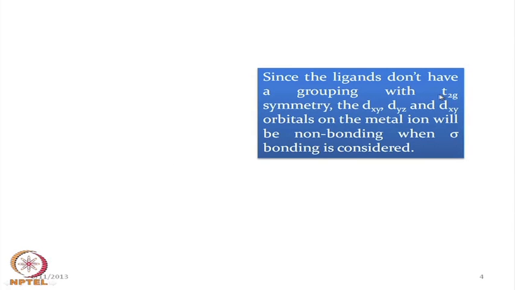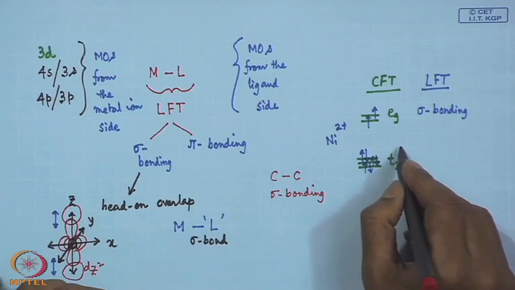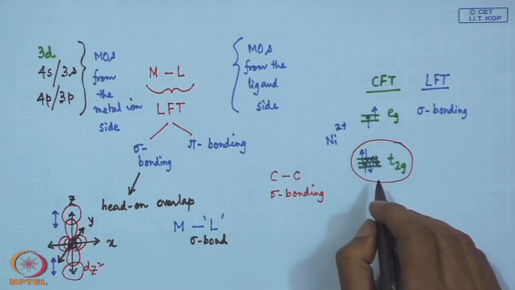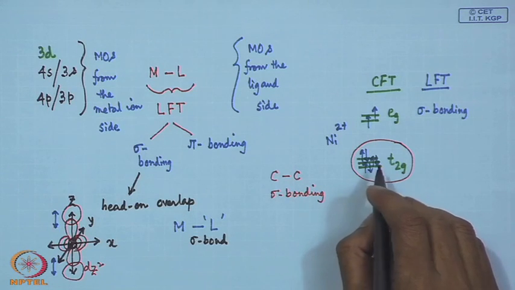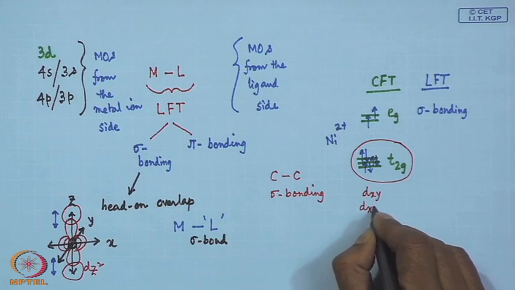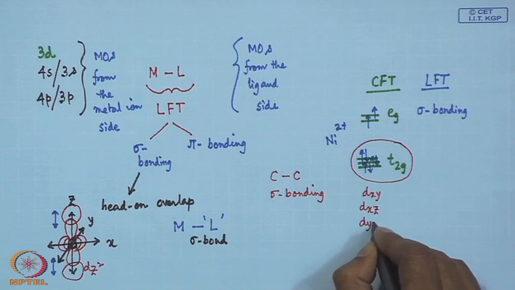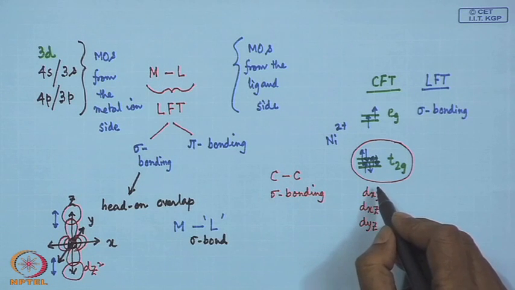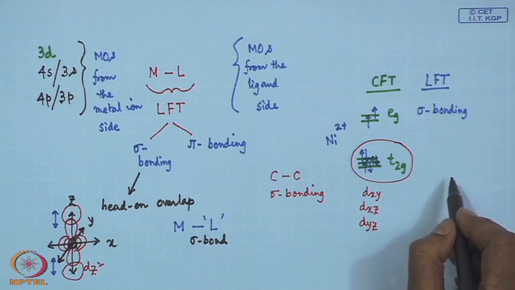Then we see the other set which we do not utilize for sigma bonding, that is, in case of crystal field theory, what we have seen as the T2G set of orbitals. So, this T2G set of orbitals, from which electrons are available, these dxy, dxz and dyz orbitals, will not have any matching symmetry from the ligand side for sigma bonding.